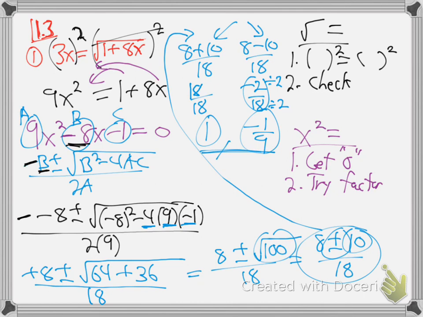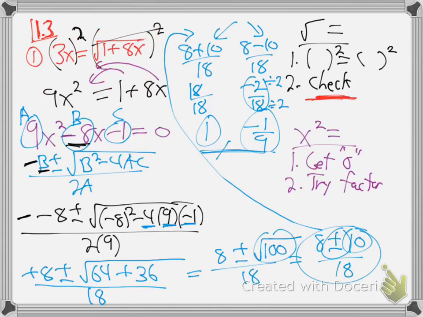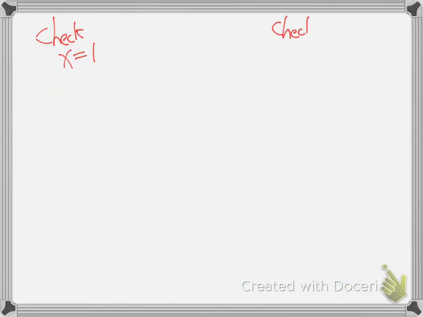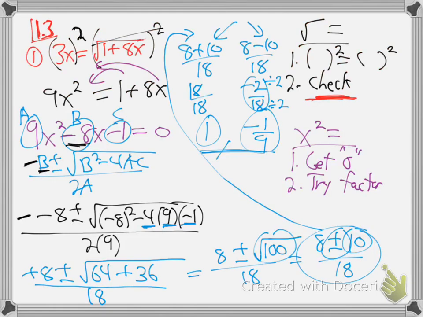Now we can't forget, these have to be checked. Probably one of them is a bad answer. Usually the negative one's bad and the positive one is good, and that's exactly what we're going to see here. Let me prove it to you. So I got to go to the check, new screen to check. So I'm going to check the first one, which is x equals 1, right? And then over here, I'll check the second one, which is x equals minus 1/9, which will be a bad answer. Check what? To the original equation.